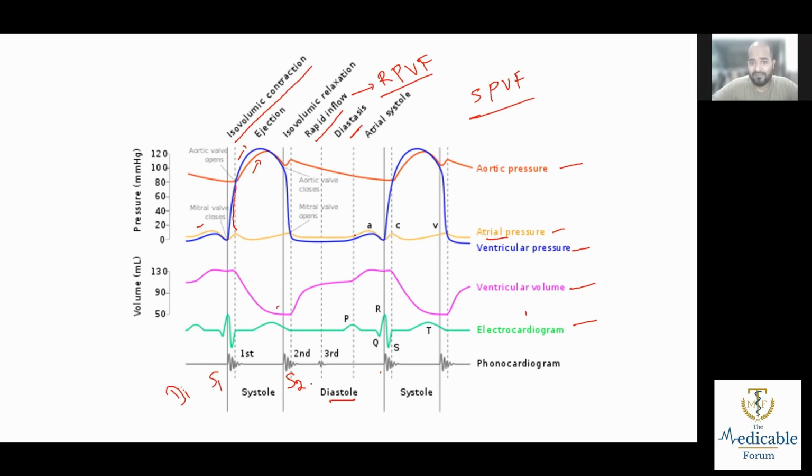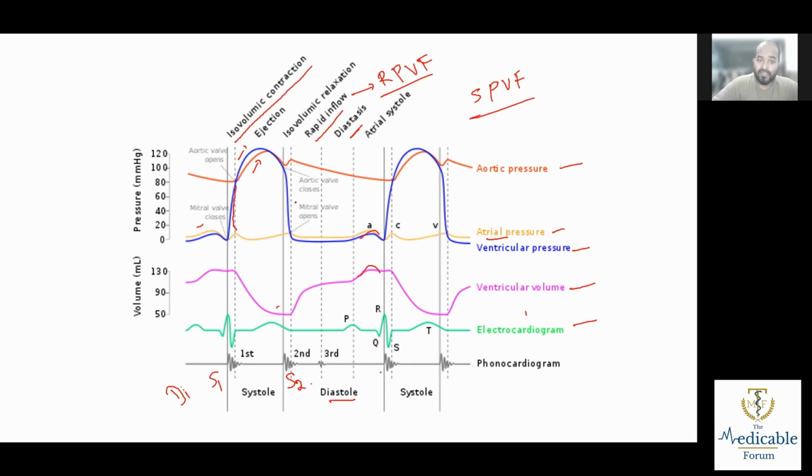Then towards the end of diastole, your atria receive depolarization and they contract and squirt whatever remaining blood is there. So that's why you see a small bulge here and a small bulge in the ventricular pressures. This is the atrial contraction, and when the atrial contraction is over, your diastole is over, and then you start again from isovolumetric contraction, and that is the cardiac cycle.